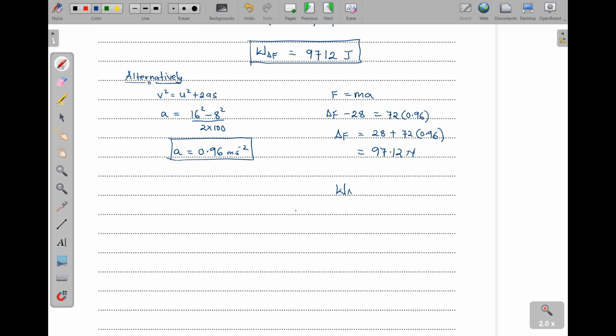Work done by this driving force is going to be this force here times the distance traveled, and the distance traveled is 100. So you see that we get the same answer, 9712 joules. As simple as that. Question 2.